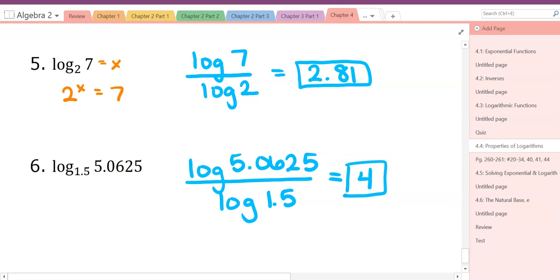So those are just some additional properties that are helpful to know and useful to use if you have any situations that look like those ones.